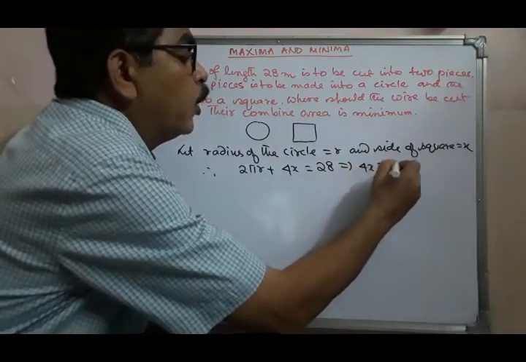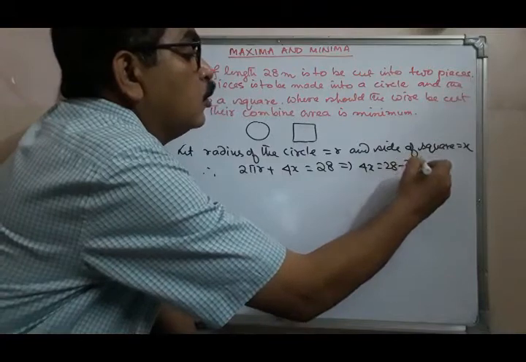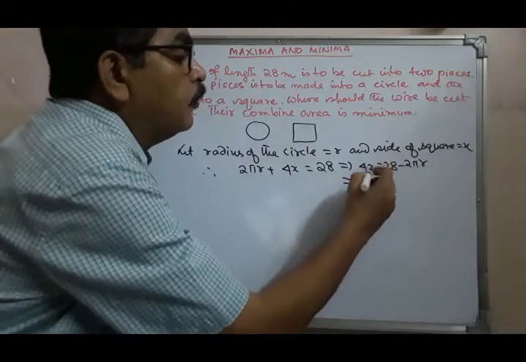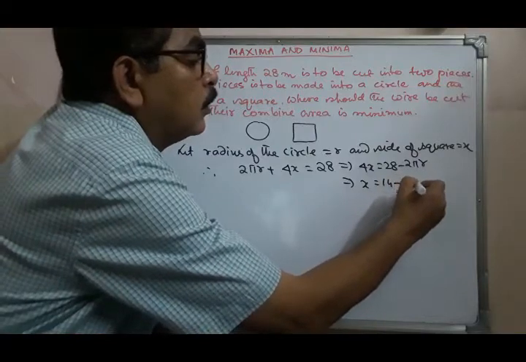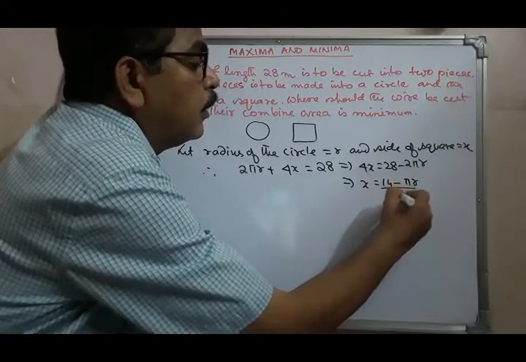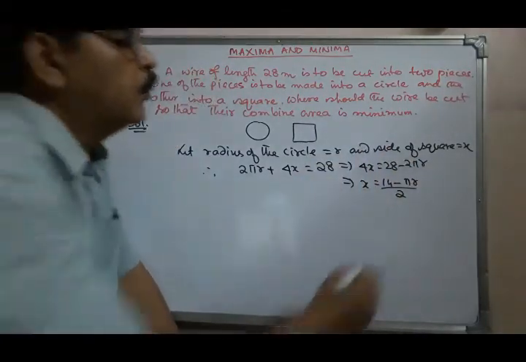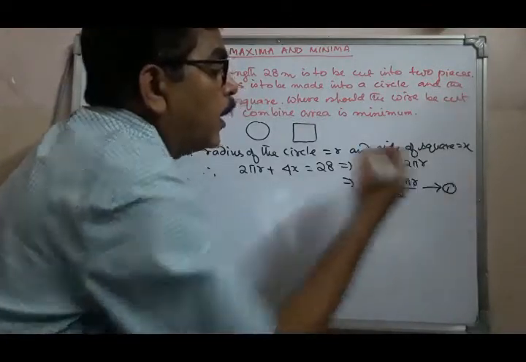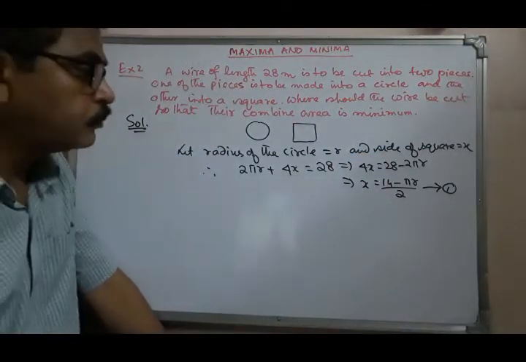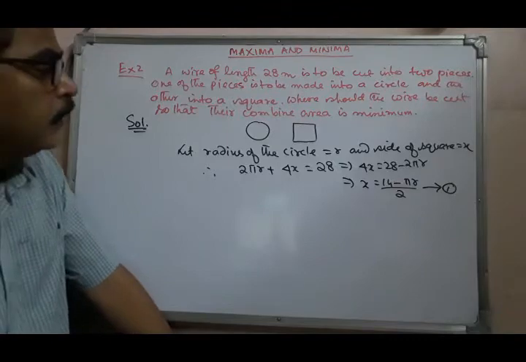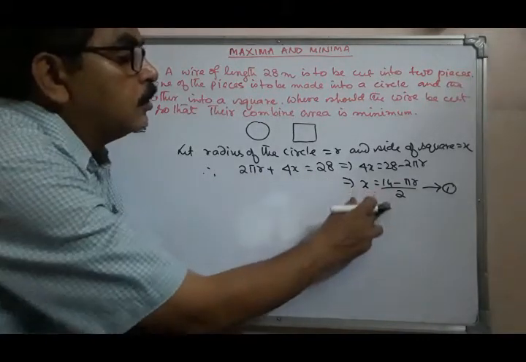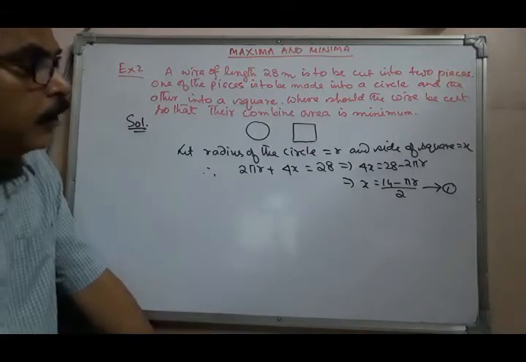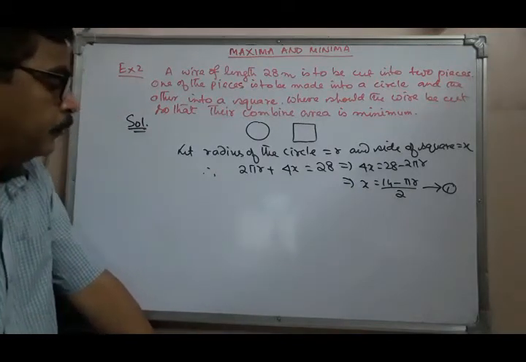4x equal to 28 minus 2 pi r. Therefore, x equal to (14 minus pi r) divided by 2. We are marking this one as 1. So we have taken the two variables r and x, and this is the relation. We have converted one variable in terms of the other variable.